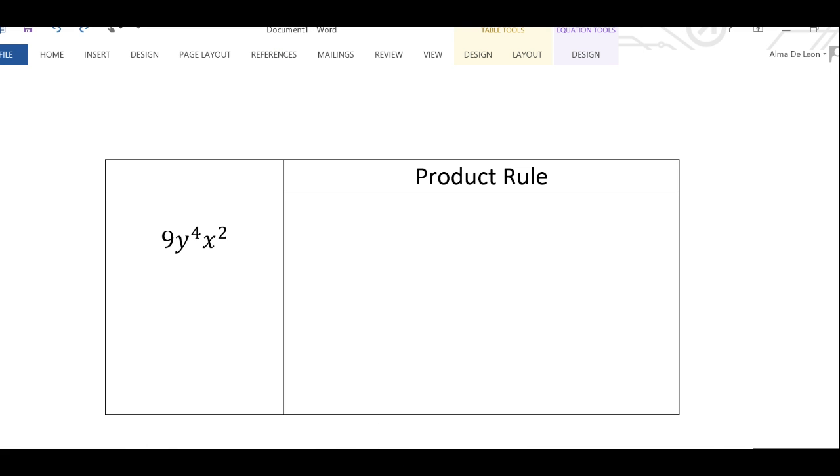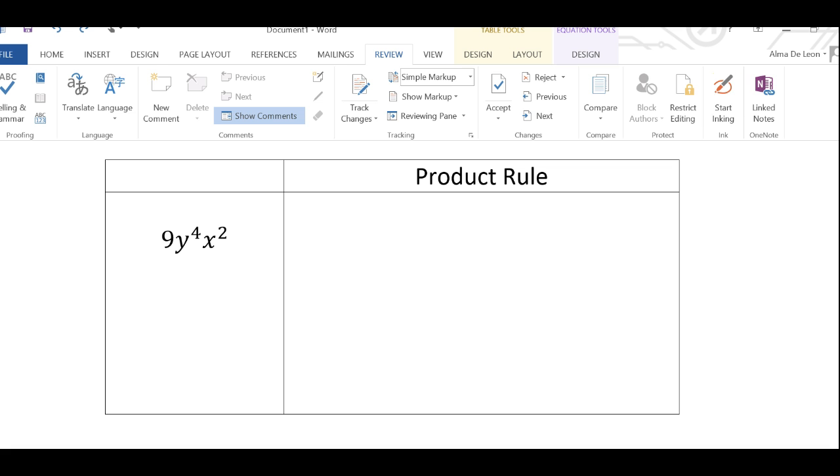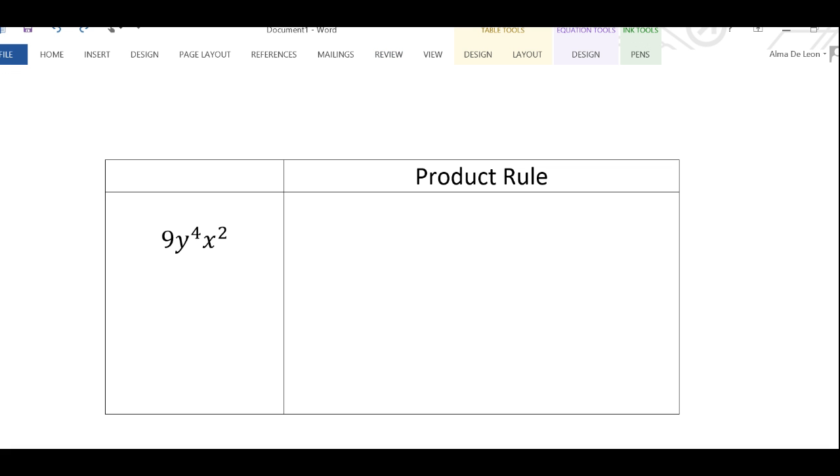So we want to use the same rule to come up with a problem that would give us 9y to the 4th x squared. Now, there are different combinations that you can make to come up with this, using the product rule to come up with the same solution. So don't feel limited. I'm just going to give you one. So I'm going to come up with two things that I need to multiply together.